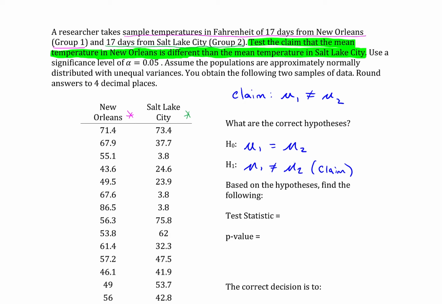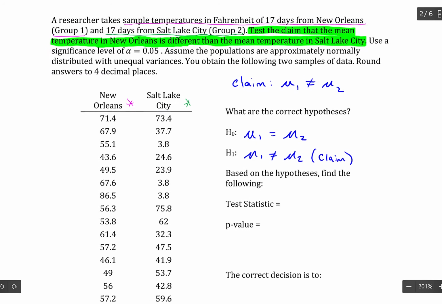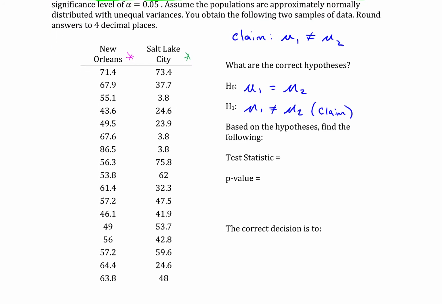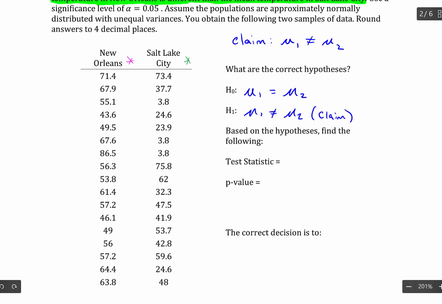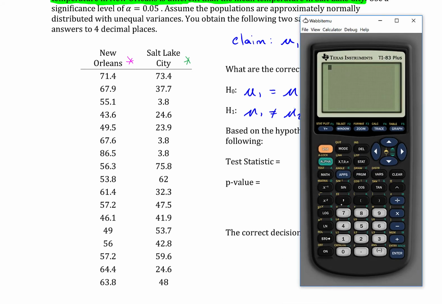Okay, based on the hypotheses, find the following: a test statistic and a p-value. Now I have sets of data here to work with, and those sets of data each have 17 data items, I was told, but what I really need is the mean and standard deviation of that set of data. Now there is one way of achieving that. You can put the data into lists, and I've already done that for simplicity, but you'll need to pause the video and do that. You could then calculate the mean and standard deviation of those lists, plug that information into the program that we ultimately use to get the test statistic and p-value.